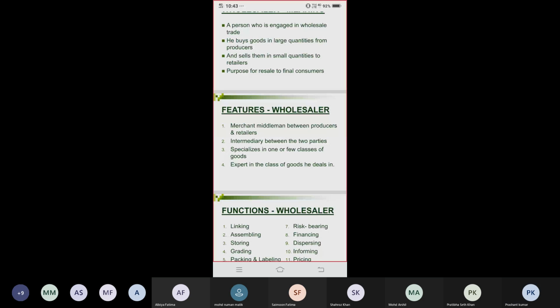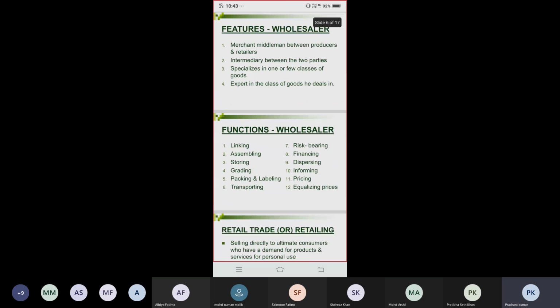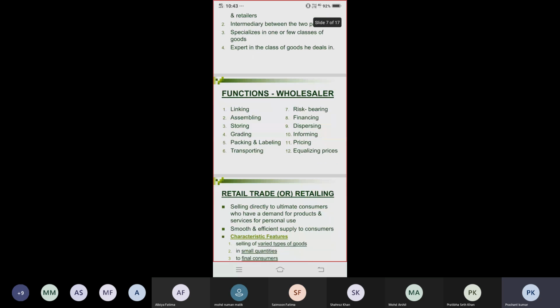Functions of wholesalers: first, linking; second, assembling; third, storing; fourth, grading; fifth, packing and labeling; sixth, transporting; seventh, risk bearing; eighth, financing; ninth, dispersing; tenth, informing; eleventh, pricing; twelfth, equalizing prices.